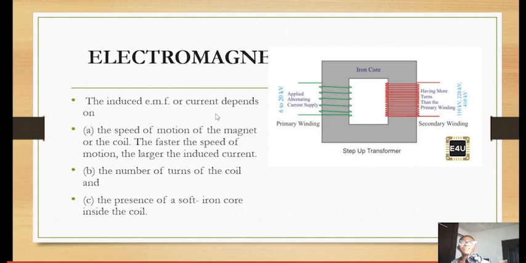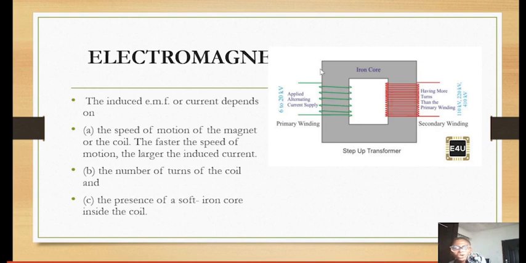The induced EMF or current depends on, one, the speed of motion of the magnet or the coil. The faster the speed of the motion, the larger the induced current. You see that the faster you move the magnet, the larger the induced current.